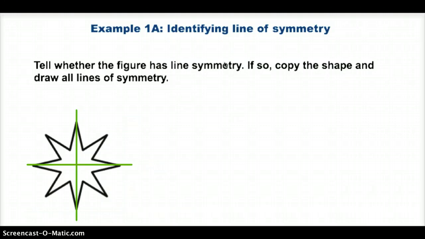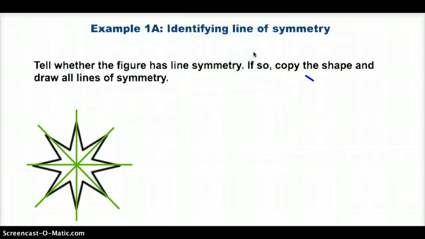Let's see if we can maybe find some more. It looks like these outer edges or these outer vertices could possibly make them. So there's another one. If I reflected it about that line, my image would coincide with my pre-image. Here's another one. So it looks like we have 4 different lines of symmetry there. But hold on, I think there might actually be a couple more.